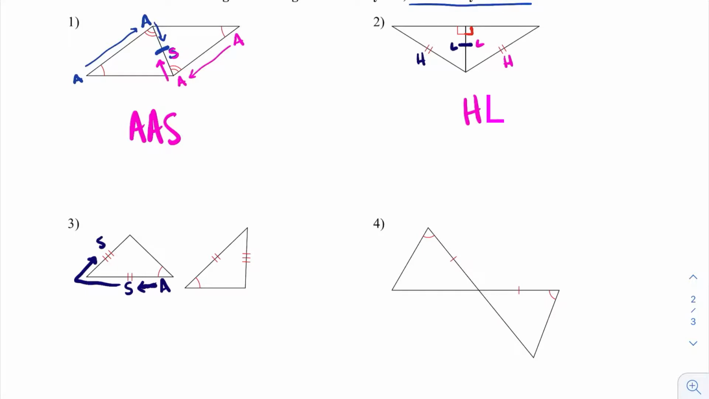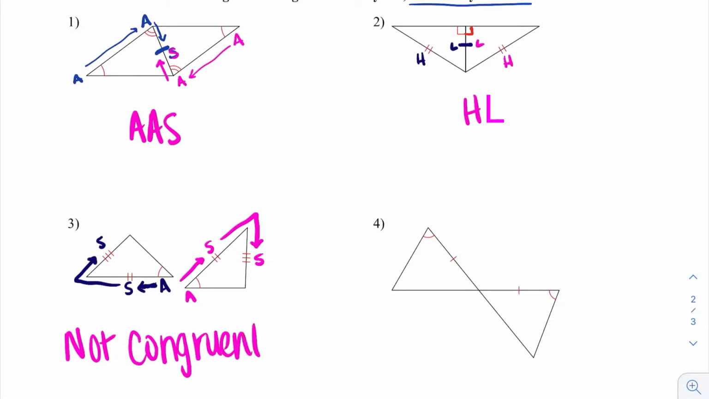And in the right-hand triangle, I have an angle, and then as I travel around the triangle, I have a side and then a side. So this order is not one of our 5 ways, so your answer here would be not congruent. Remember, it has to be SSS, SAS, in that order, ASA, AAS, or HL.